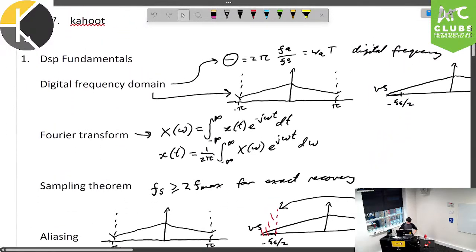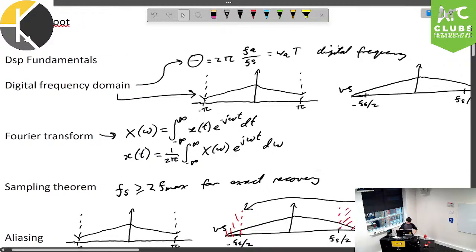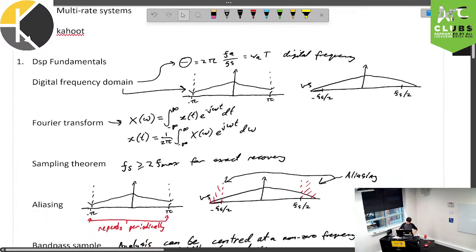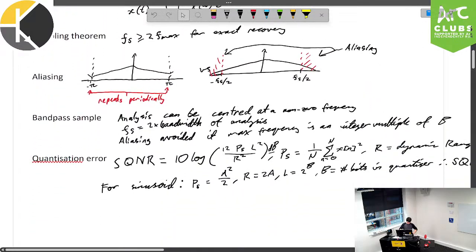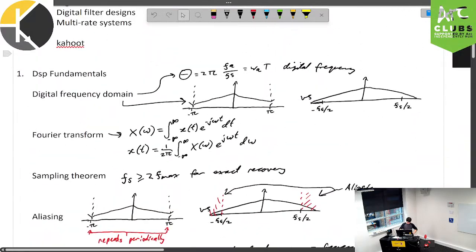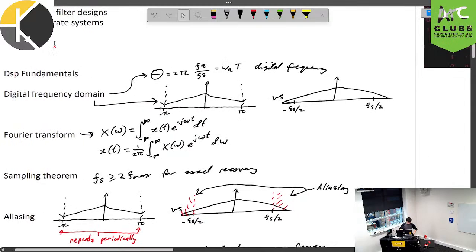First up, we have DSP fundamentals. So we're looking at things like talking about the frequency domain, recalling Fourier, our sampling theorem, aliasing, bandpass sampling, and quantization error. So this was covered within the first couple of weeks. It is the first out of 6 topics.